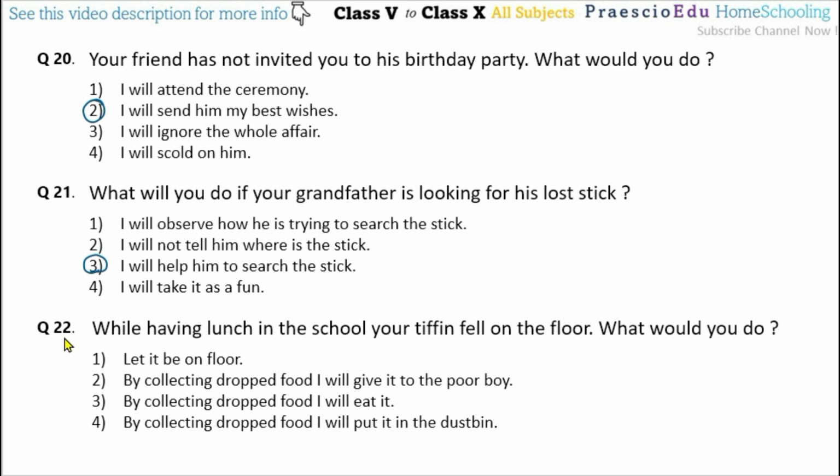Then question number 22: while having lunch in school, your tiffin fell on the floor. What would you do? By collecting the dropped food, I will put it in the dustbin. So option number 4 is correct here.